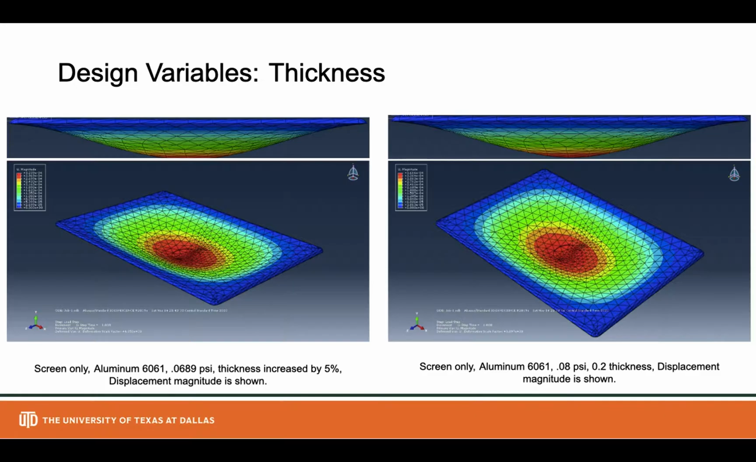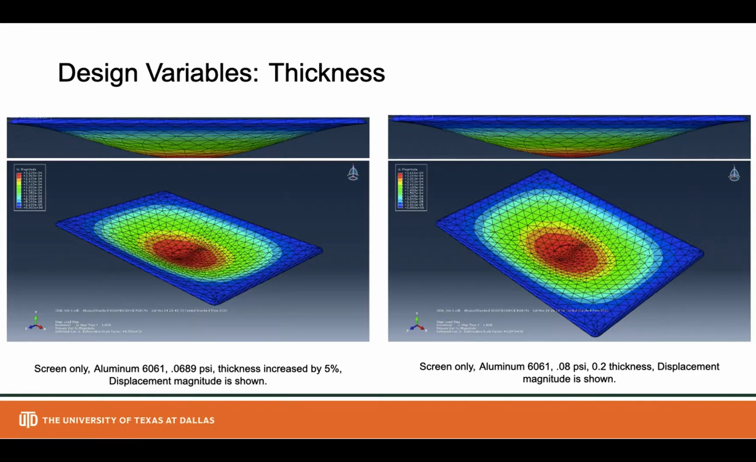On the next slide, we tested the thickness with just aluminum 6061. On the left, we have the same load of 0.0689 psi, but the thickness was increased by 5%, and this new thickness was 0.196875 inches. On the right, the test was done with 0.08 psi as the load and 0.2 inches as the thickness. The magnitude for the aluminum 6061 on the left was 3.239 times 10 to the negative 4th inches. That was the displacement in the middle, the maximum displacement. And the maximum displacement for the other aluminum was 3.616 times 10 to the negative 4th.